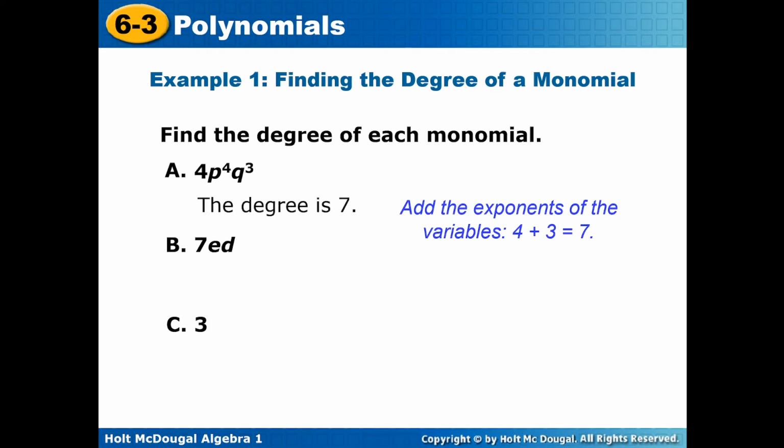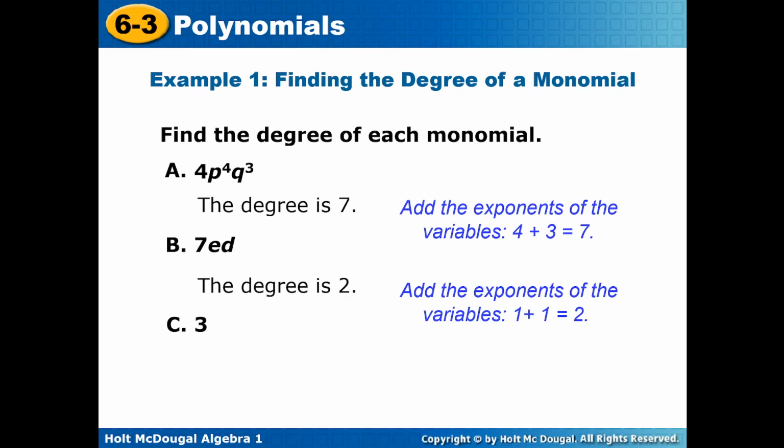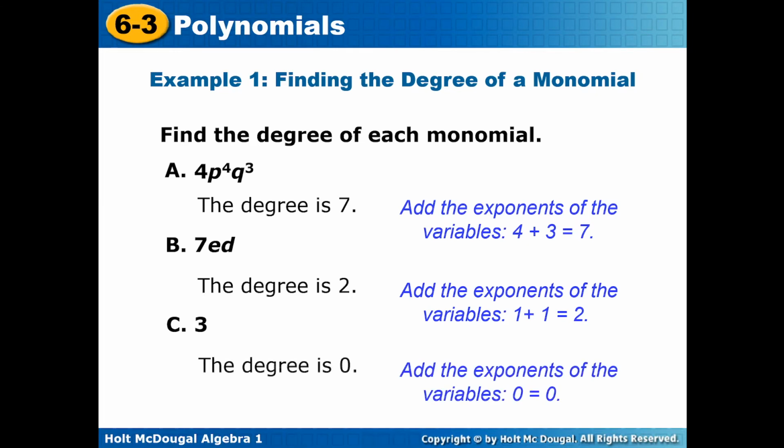Looking at letter B, 7ed. I don't see any exponents there. However, as I just stated earlier, a variable without an exponent has a degree of 1. We have two variables, therefore we have 1 and 1. 1 plus 1 is 2. Lastly, c. C doesn't have a variable and it is a constant. Therefore, C has to have a degree of 0, as constants have a degree of 0. All right, go ahead and give example number 1 a try on your own, and we'll move on next. I'd recommend pausing the video here.